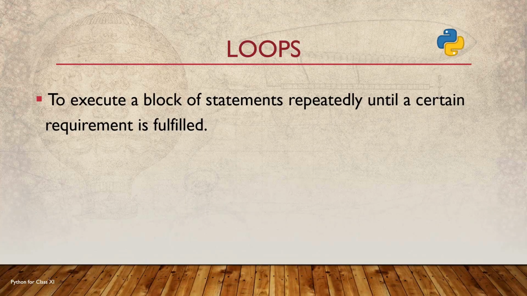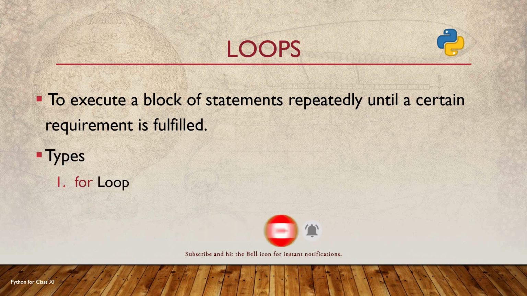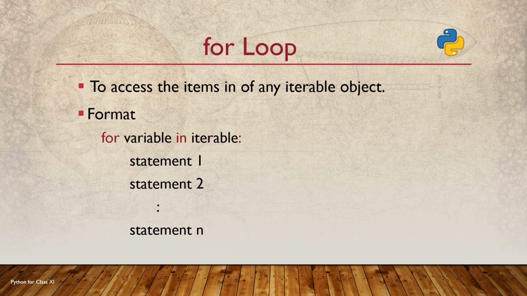Loop statements are iterative statements used to execute a block of statements repeatedly until our requirement is satisfied. Python has support for two types of loops, for loop and while loop. For loop is used to access the individual items of any iterable object. By using the for loop, we can perform various operations on the individual items of various iterable objects like lists, strings, tuples, etc.